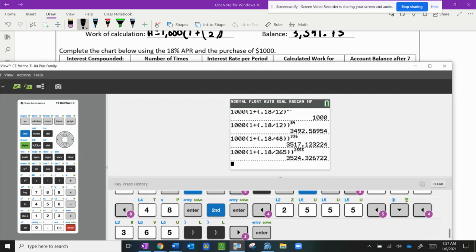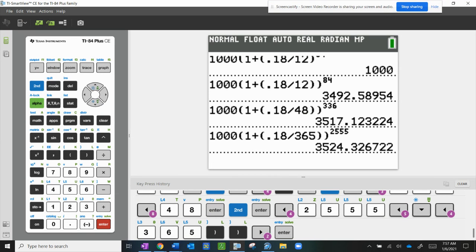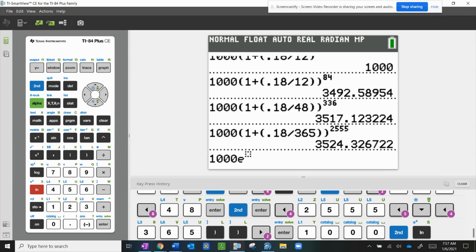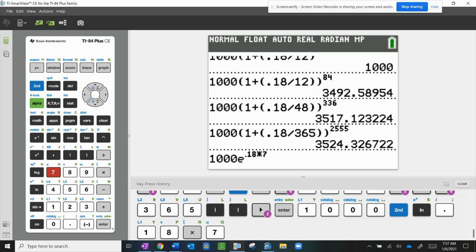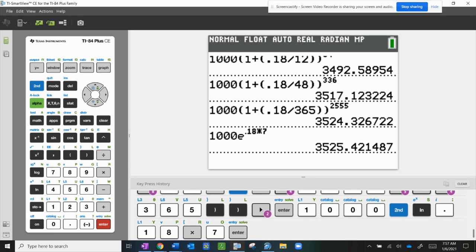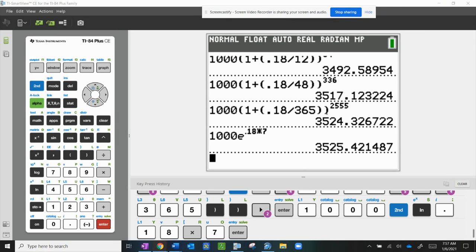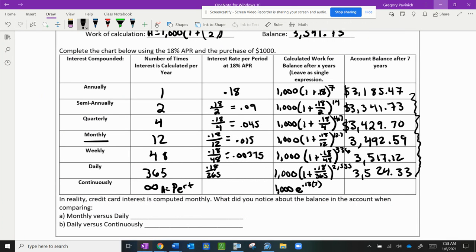So I'm going to go to my calculator and I'm going to put 1,000 second and the ln button, and then I'm going to put 0.18 times 7. I'm going to hit enter, and then notice if I do it infinitely many times, I'm not going to get much different than it was if we were doing daily. So even if I brought it down to the millisecond. Okay, so this one is $3,525.42.